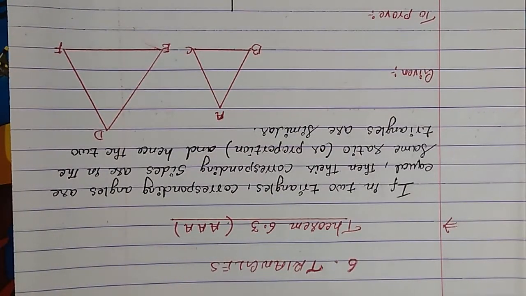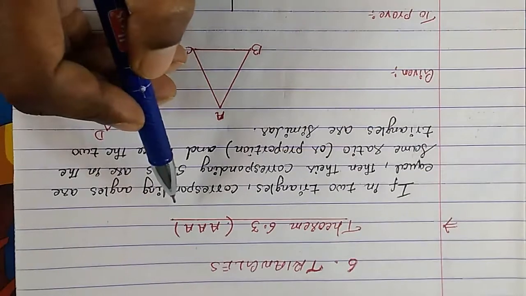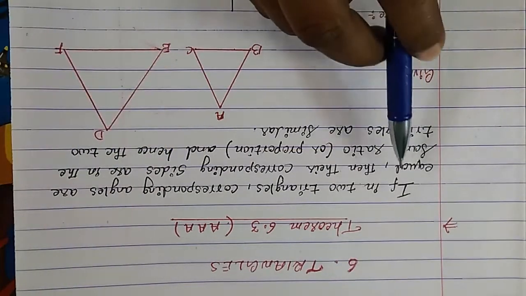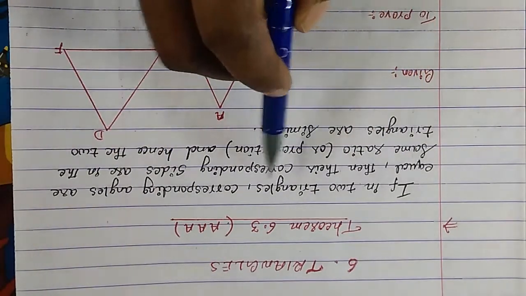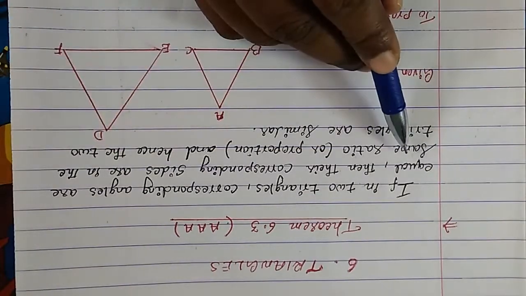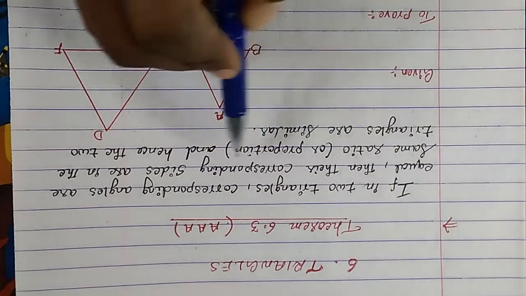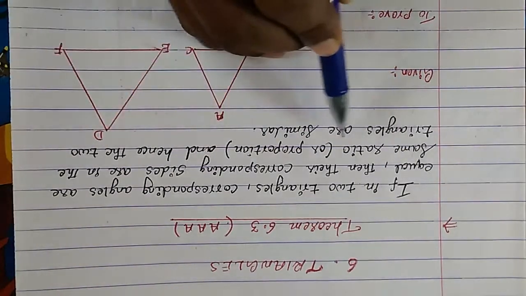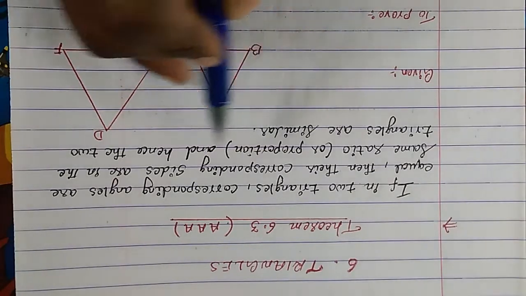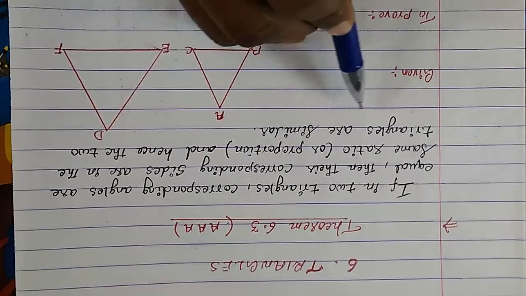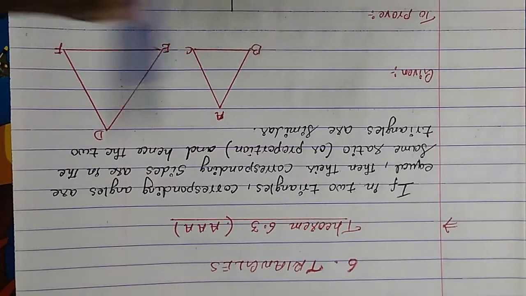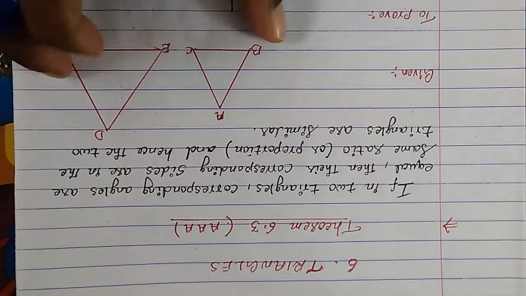Today we are going to see chapter 6 triangles, theorem 6.3 angle criteria. The theorem says if in two triangles corresponding angles are equal, then their corresponding sides are in the same ratio or proportion, and hence the two triangles are similar. So we have to prove this.